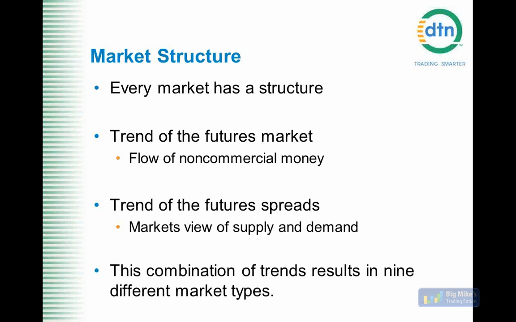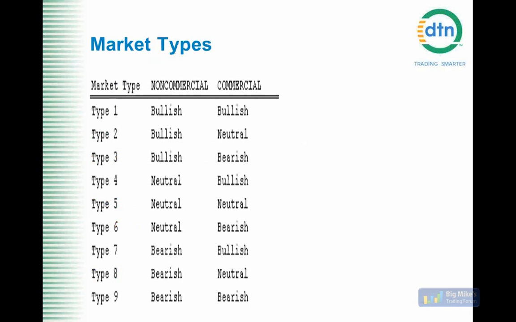This combination of trends, again, trends of the futures market, trends of the futures spreads, results in 9 different market types. So, if we take all of the different types of trends we can have from the futures market and futures spreads and we combine them, then it gives us this table that tells us there are 9 different market types. So let's just quickly look through a couple. And again, if you have any questions about any of this, don't hesitate to ask.